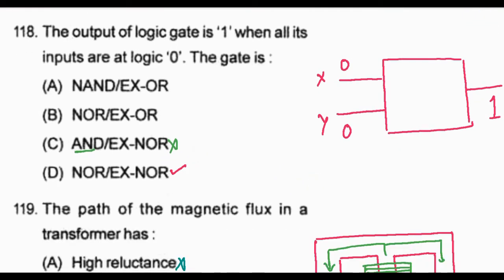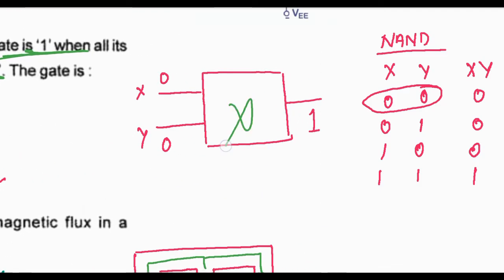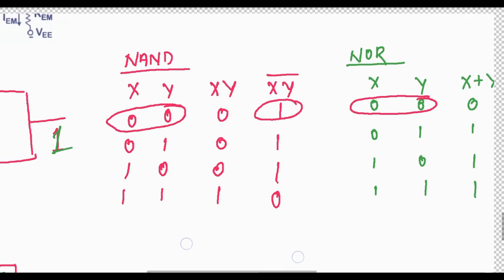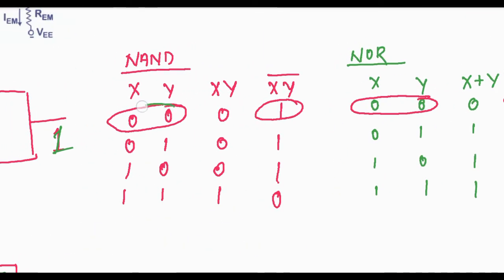The output of a logic gate is 1 when all its inputs are at logic 0. All of the inputs are 0 and the output we are getting is 1. Suppose this is the gate, we don't know what type of gate this is. For a NAND gate, if all the inputs are 0, we are getting 1. This is the NAND gate.